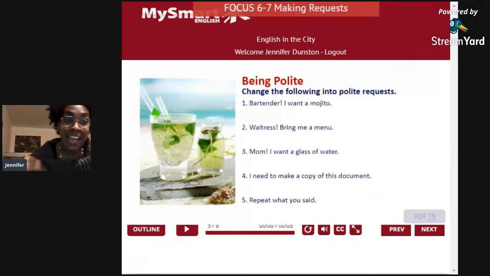I know it is. It's actually the hour. It's happy hour. We should have some mojitos here. Okay. Being polite, we want to change the following into a polite request. Bartender, I want a mojito. How would you ask politely? Because this is not polite. If I were a bartender, I wouldn't give you a mojito. No.